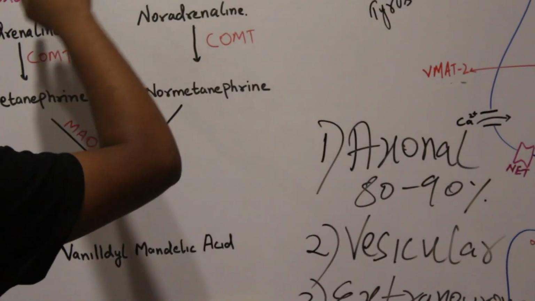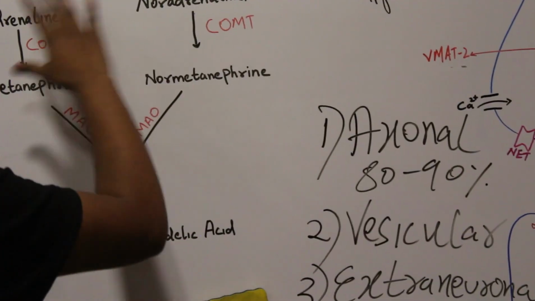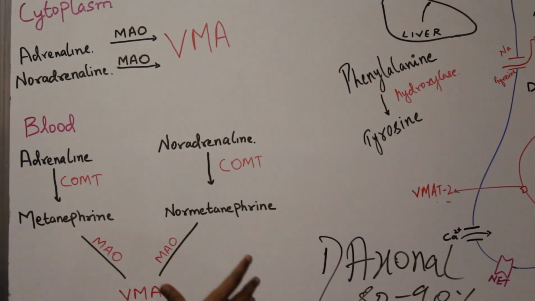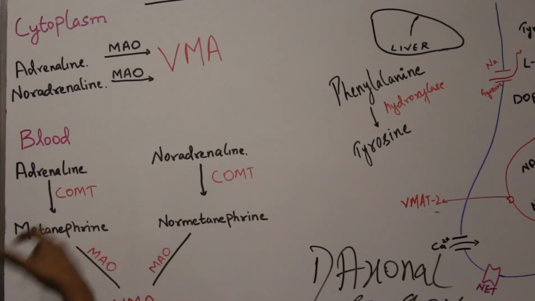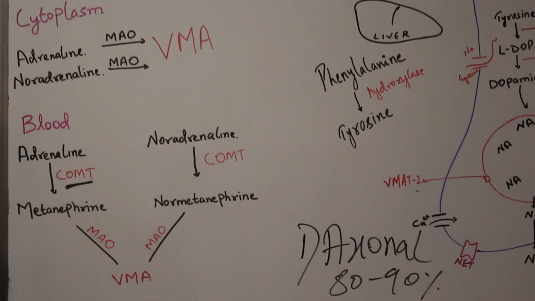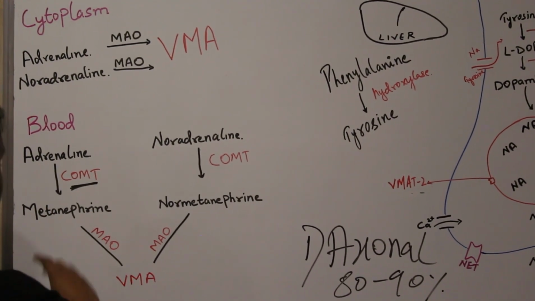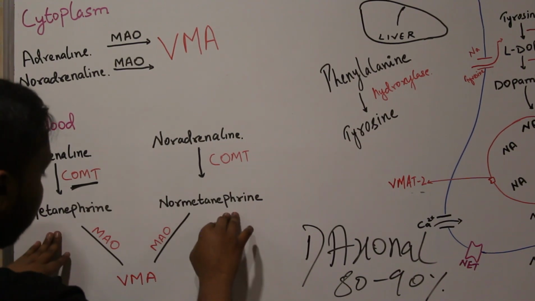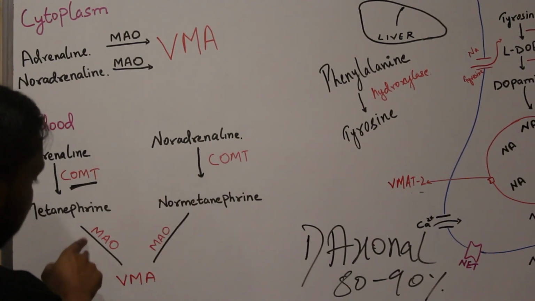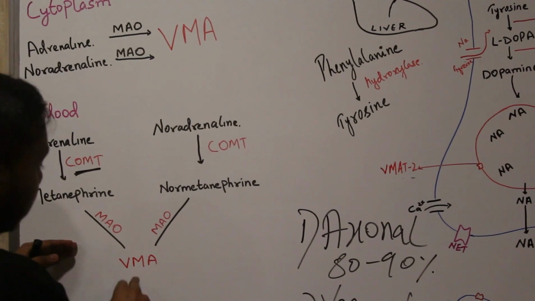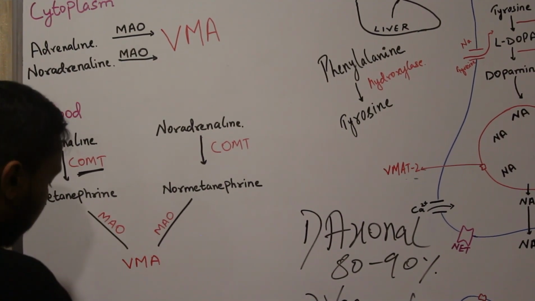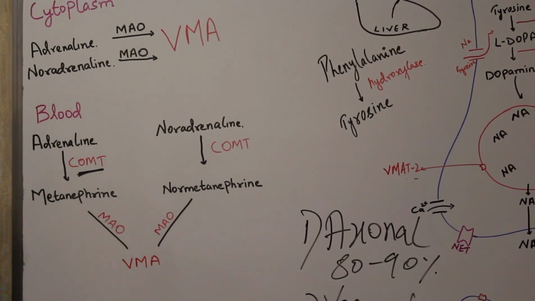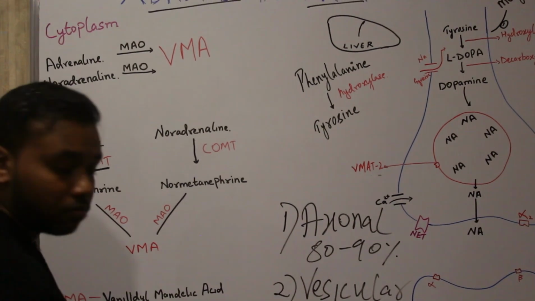The catecholamines, adrenaline and noradrenaline, which are released in the blood undergo the action of the enzyme COMT, catechol-O-methyl transferase, and are converted into metanephrine and normetanephrine. These metanephrine and normetanephrine then undergo the action of the same enzyme MAO, monoamine oxidase, and give rise to VMA. This VMA then combines with glucuronic acid and is secreted through urine.